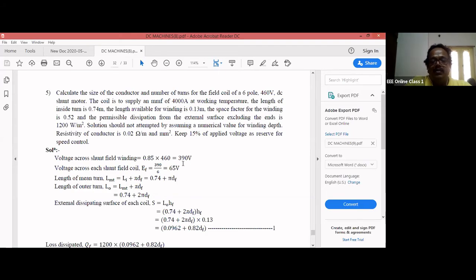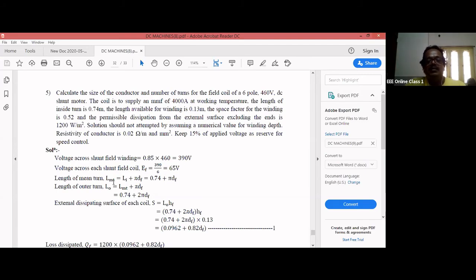So this 390 volts is nothing but what? Voltage across all the shunt field. We have 6 poles. So for 6 poles, 390 volts will be available across the 6 poles. As you know, all the shunt fields are connected in series. So voltage across each shunt field winding, EF, is equal to what? 390 by 6, so 65 volts. So 65 volts is available across each shunt field winding.